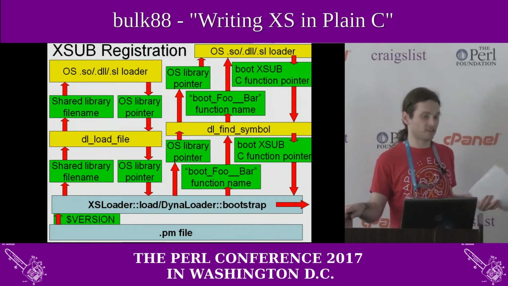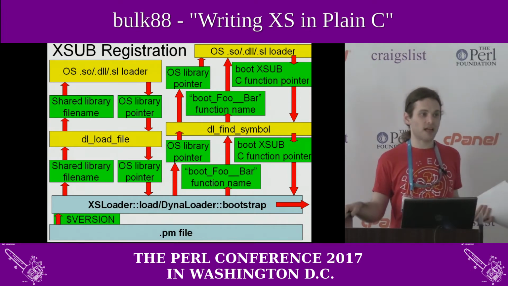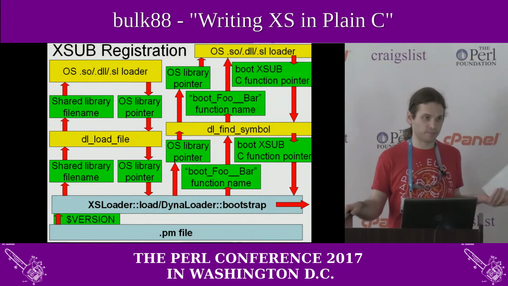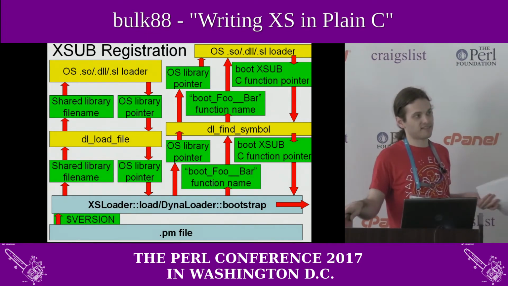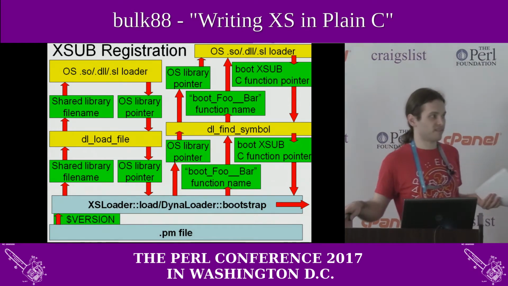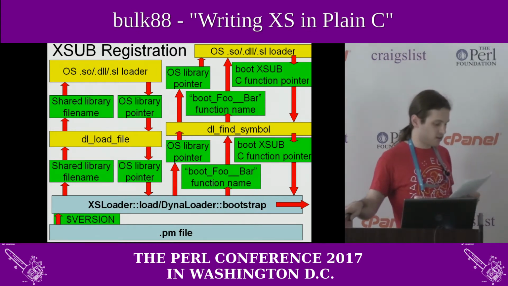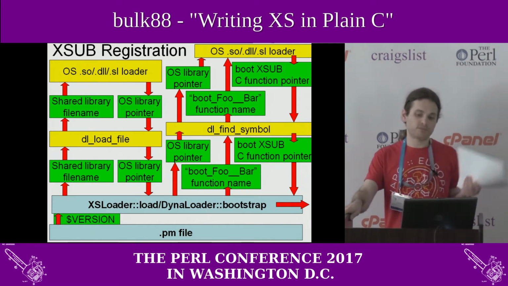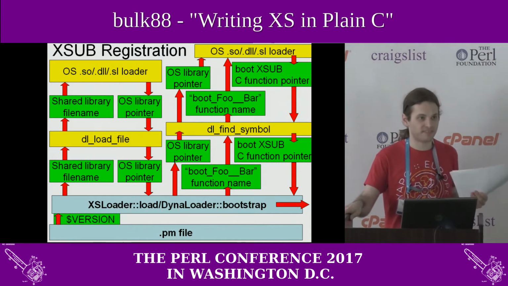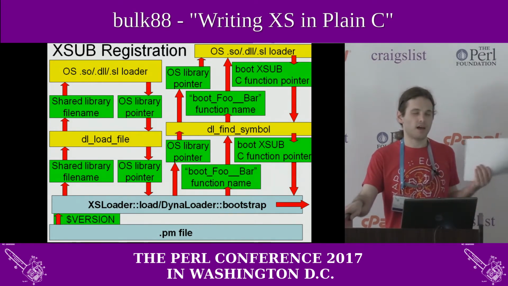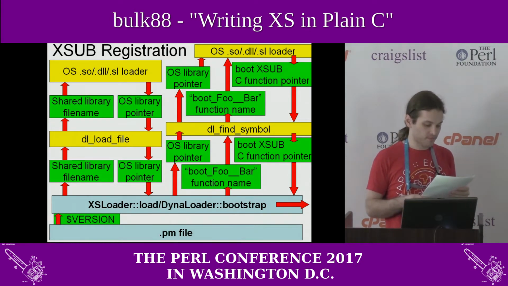The OS shared library loader will return a library pointer back to dl_load_file. dl_load_file then makes this library pointer appear in pure Perl or in the Perl language. The next XSLoader takes the module name, it prefixes boot and replaces all colons with underscores to make a C symbol name out of your package. It then again calls the OS shared library loader. It calls dl_find_symbol. dl_find_symbol then calls the shared library loader again and looks up the C symbol in your shared library that implements the boot XSub or the main XSub of your shared library.